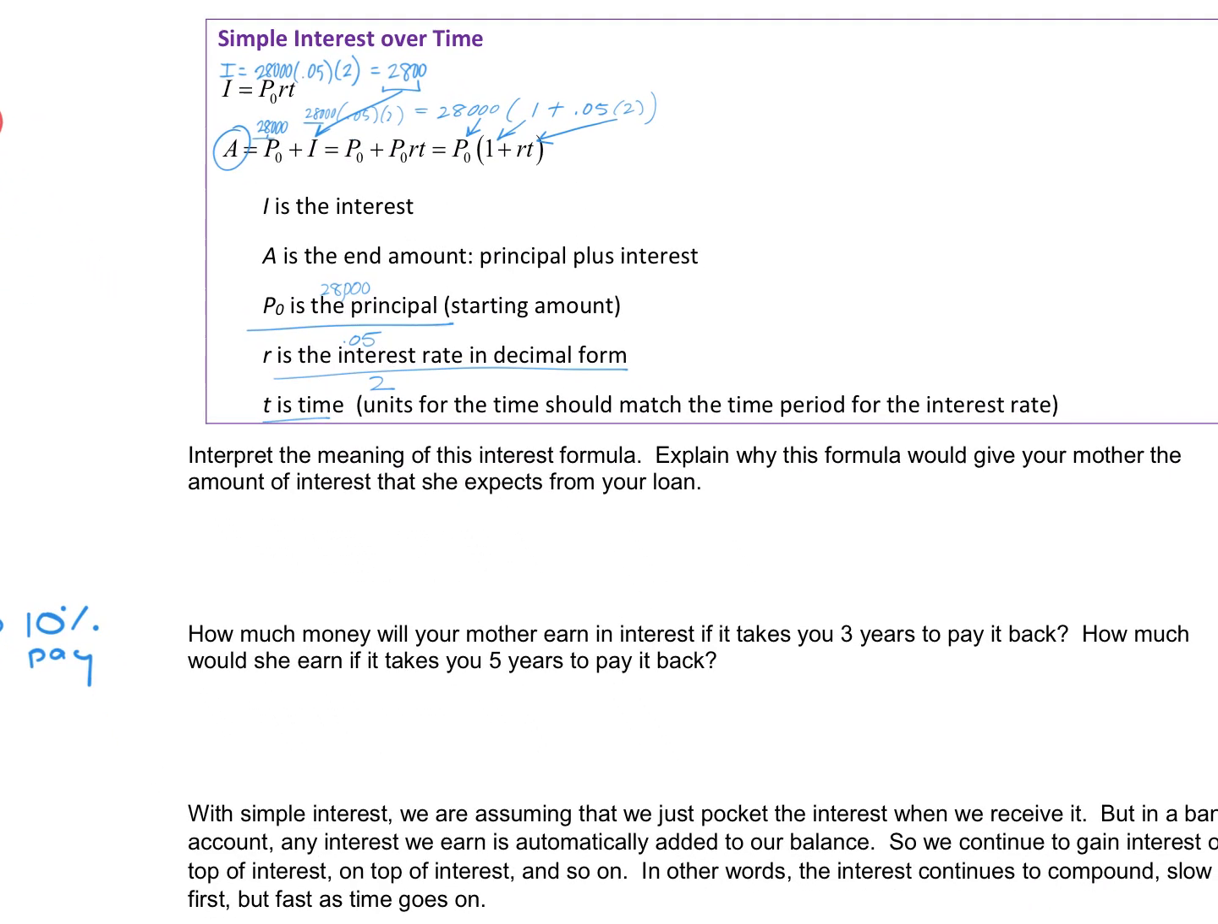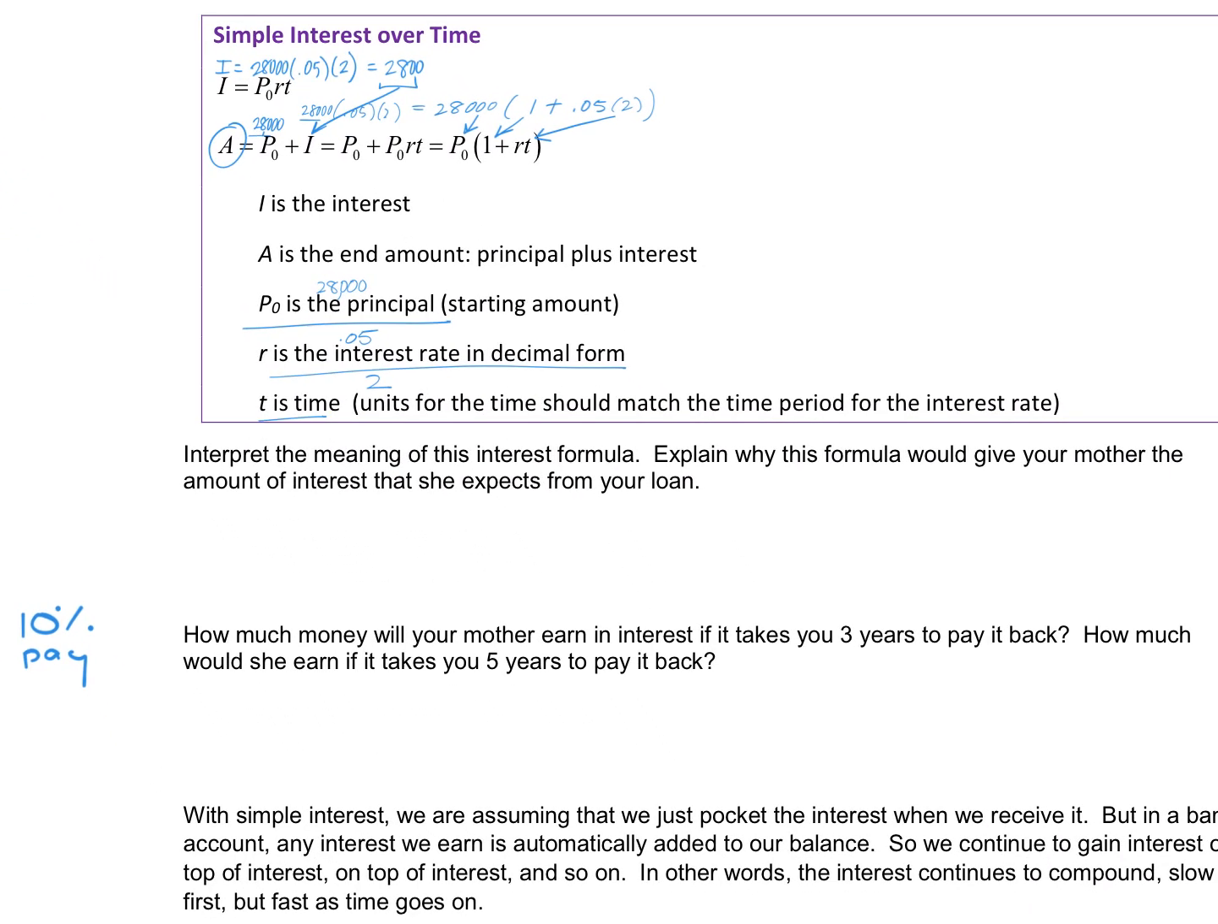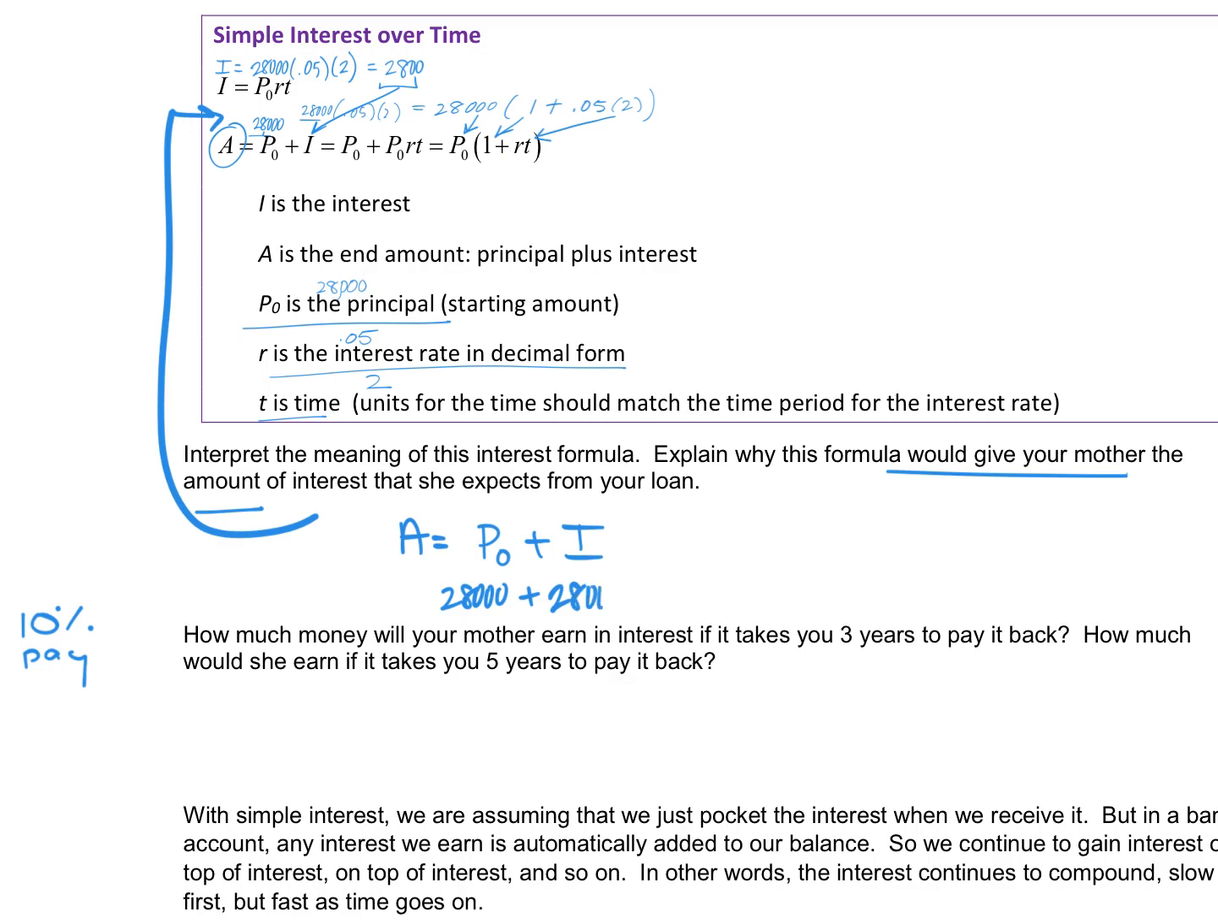And so interpreting the meaning of this, you could see it all right here. And that formula would give us exactly the amount because of what it's doing. That amount is equal to that P naught plus I, which was that 28,000 plus $2,800.